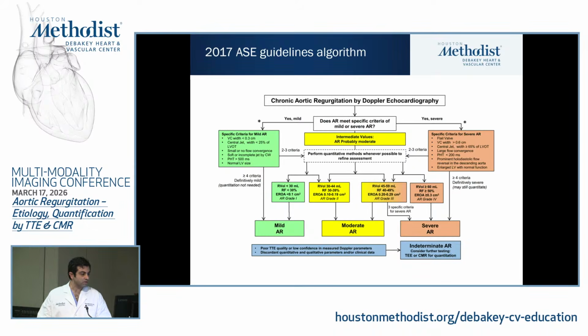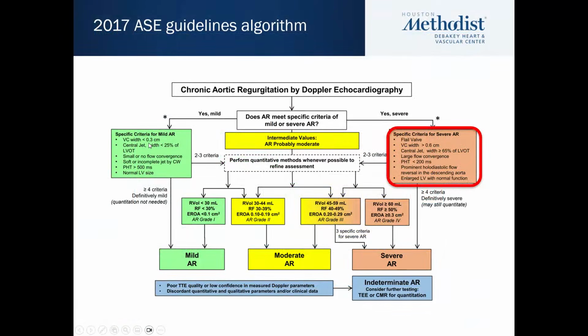This is from 2017. As you know, it's geared towards finding specific findings, things that we know associate with terrible disease and things we know that we associate with mild disease. So if you have a big flail valve, if you have a hole in the valve, if you have a very wide jet that takes up the entire LVOT, if you have a large flow convergence, rapid deceleration time, all these are features that are specific for severe AR. And then if you have a tiny little thin jet that is central, this is specific for mild AR.